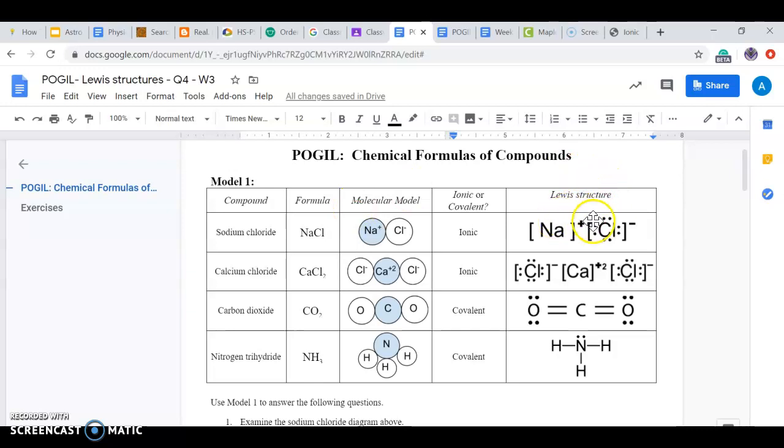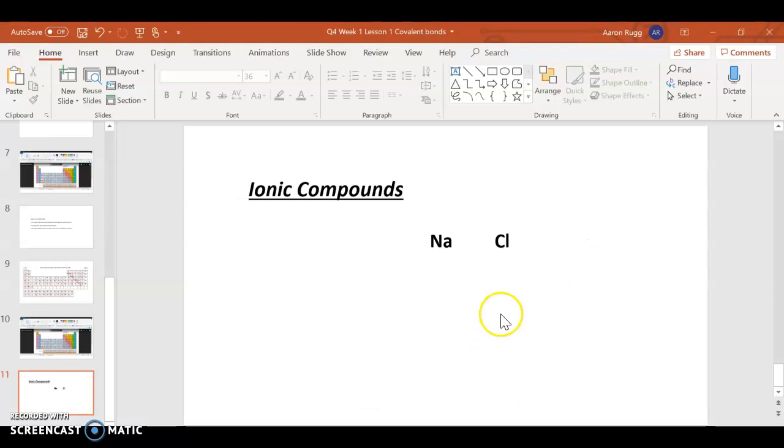It forms an ionic bond. This is what the Lewis dot structure looks like. So I'm going to walk you through both that and the chemical formula as an example. So go to my presentation screen. So we have sodium and we have chlorine.